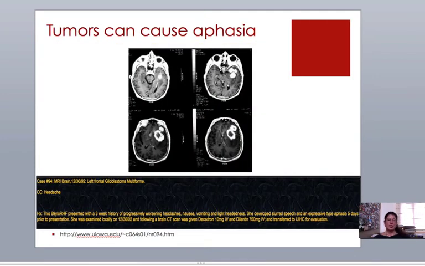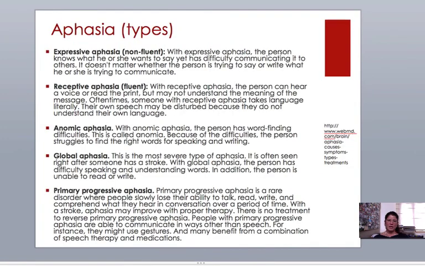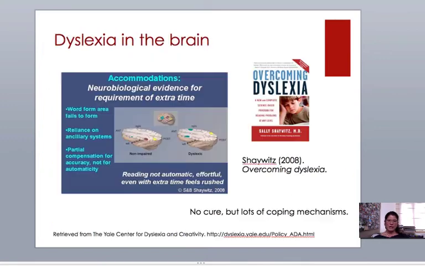Tumors can also cause aphasia. It's not just strokes that are the cause of aphasias. The most common are basically Broca's aphasia, expressive aphasia, and also receptive aphasia, Wernicke's aphasia. These are different types of aphasias that have been identified, such as the inability to produce language.